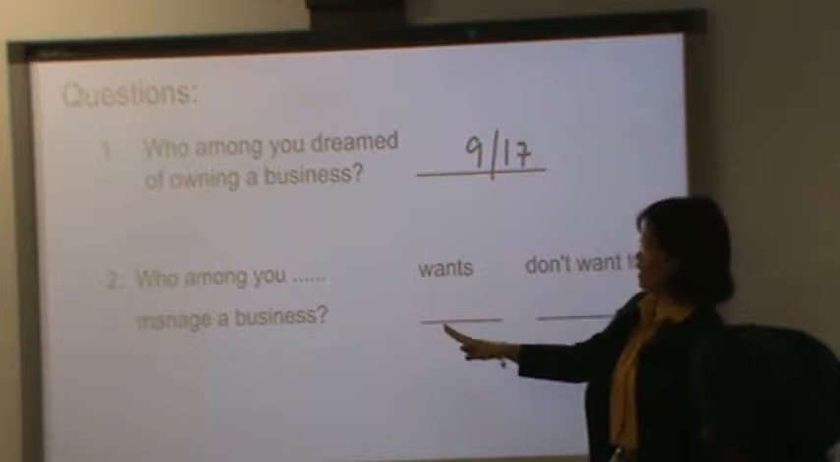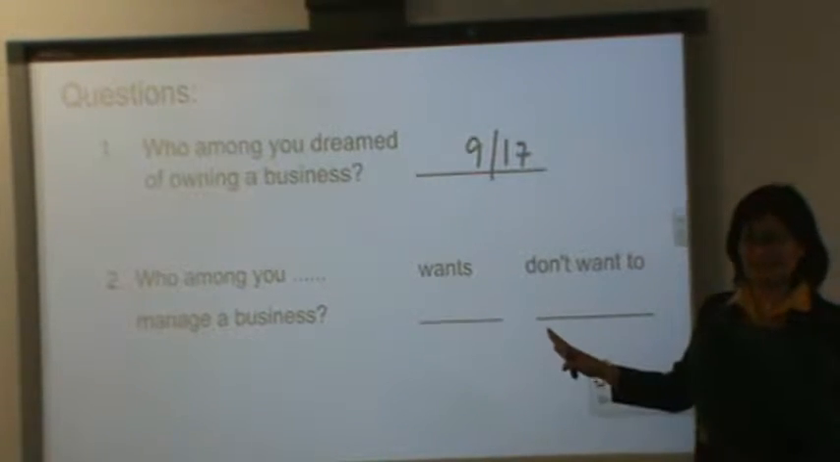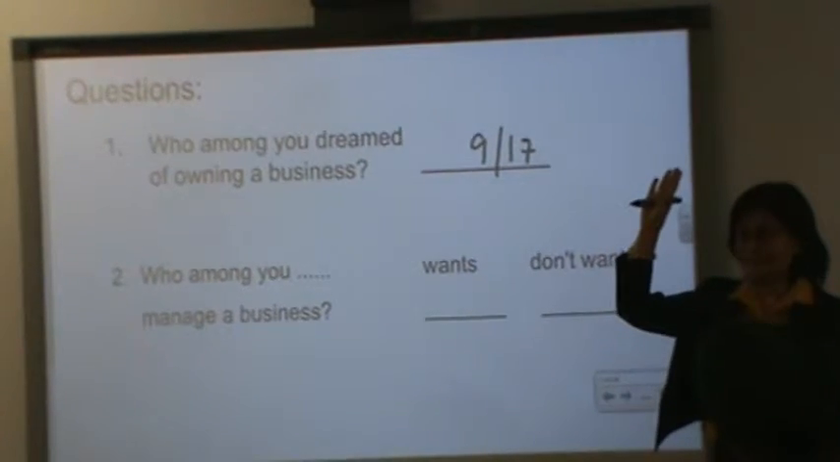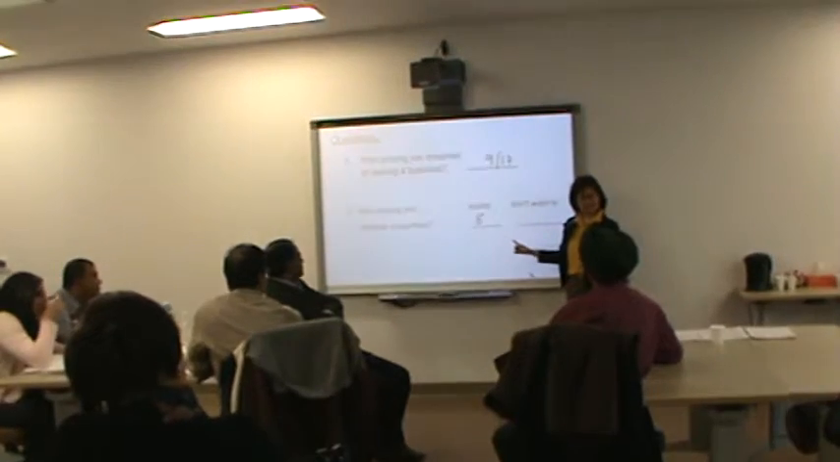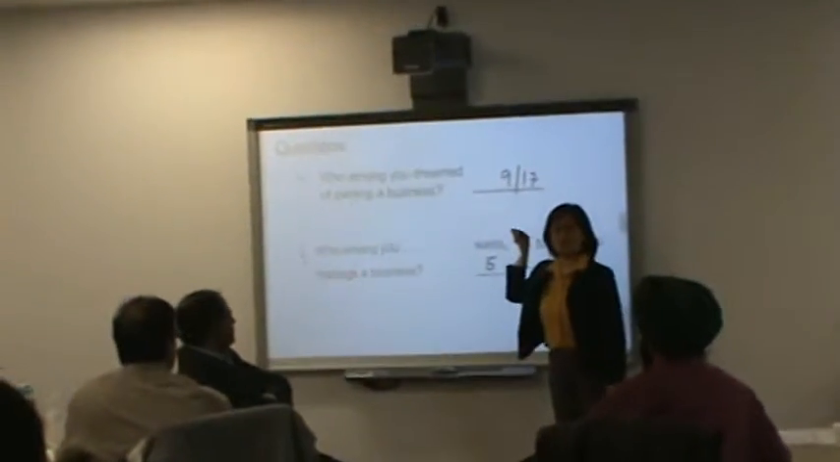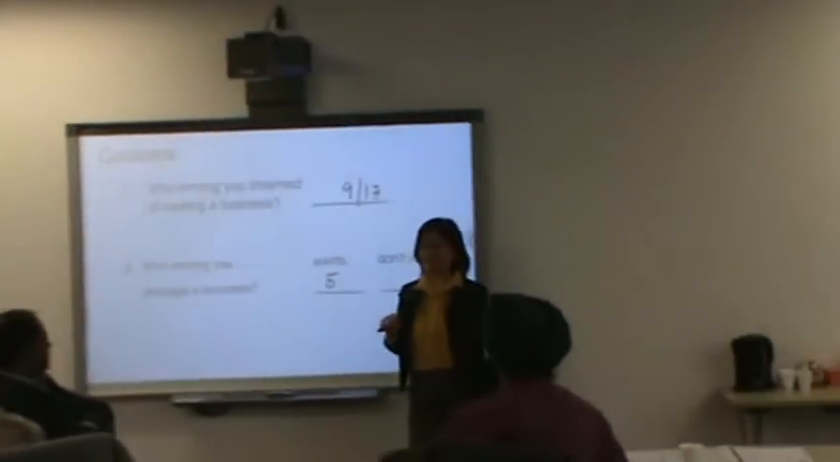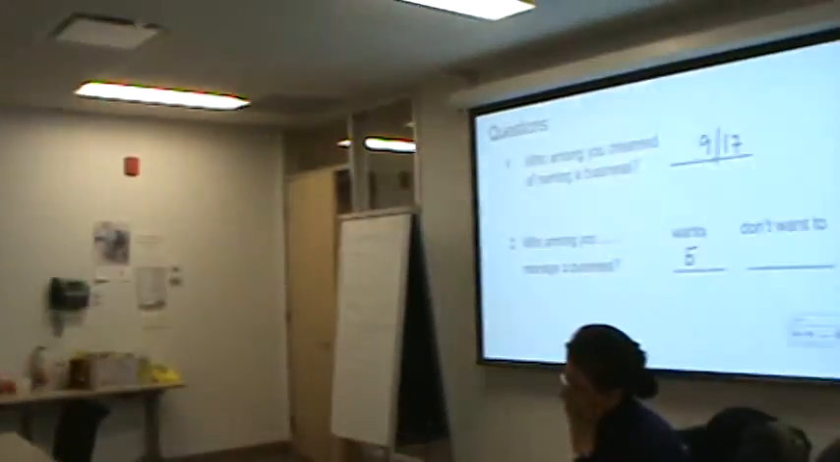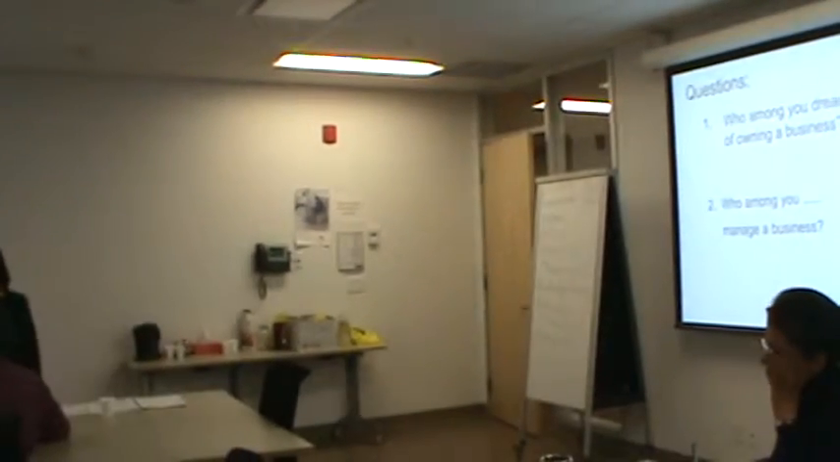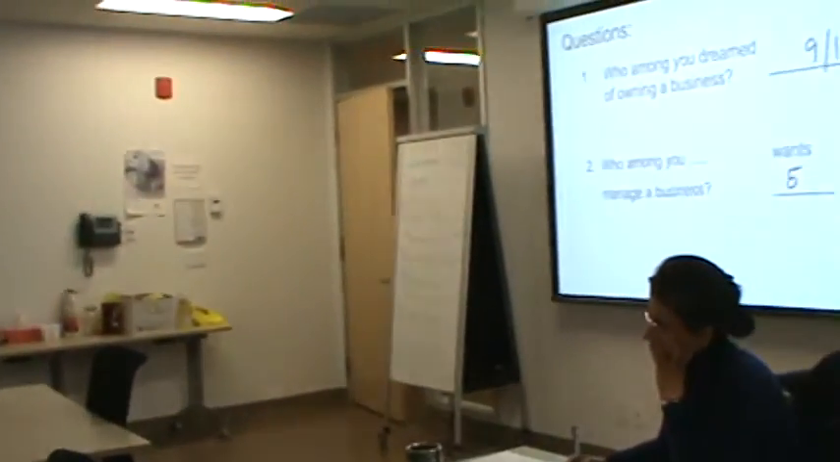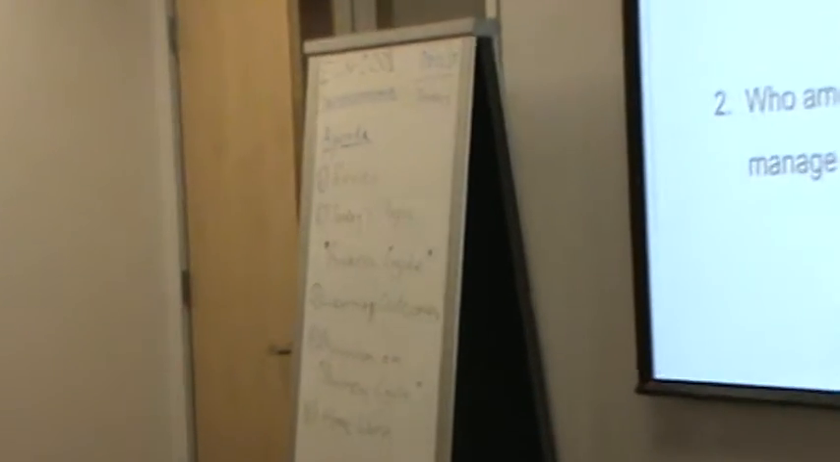Okay. Now, who among you wants to manage a business? Can you raise your hand? Yes. Wants to manage a business. So 1, 2, 3, 4, 5. Only 5. So that means the rest don't want to manage a business, but you want to own a business. Okay? So why is it that not only in this room, people usually want to own a business, but they don't want to manage a business? Why do you think? What is the reason?